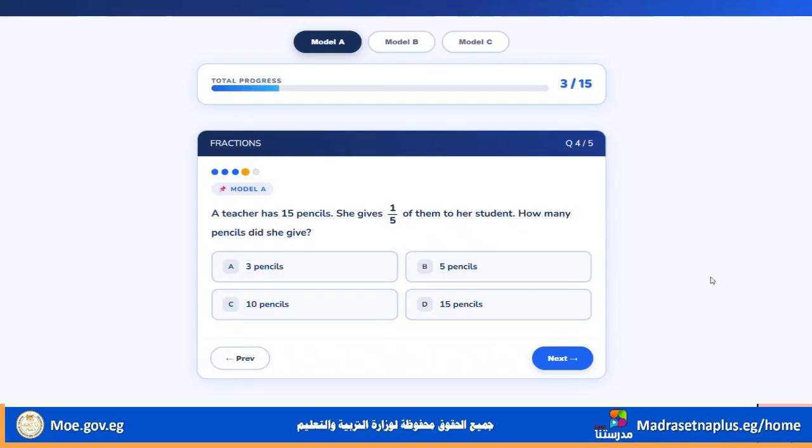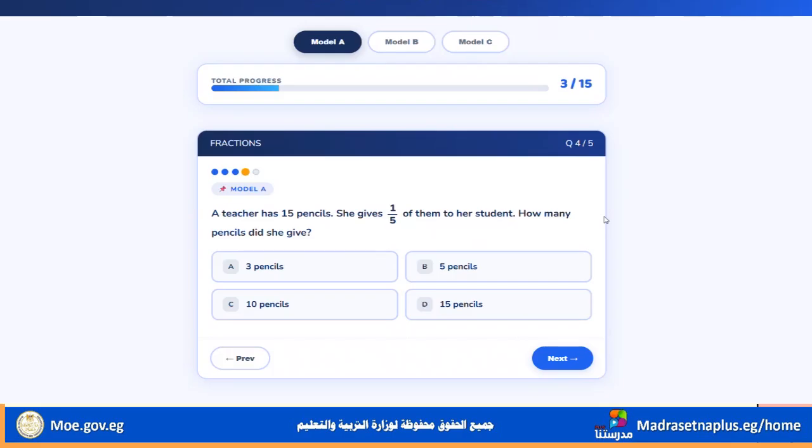Next. A teacher has 15 pencils. She gives a fifth of them. Total number of pencils, 15. By another way, I can say, can you get a fifth of 15? What is the fifth of 15? This is the meaning of this problem. A teacher distributes a fifth of the total number of pencils, which equals 15 pencils. How many pencils did she give? You can understand this question by asking what is the fifth of 15?